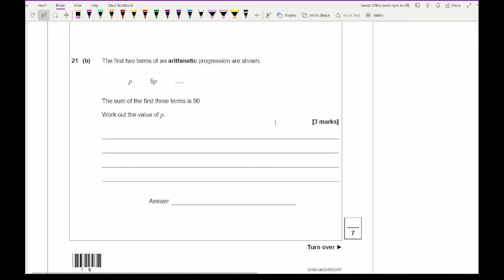Now it says the first two terms of an arithmetic progression are shown. Now with this you're adding, so what do you have to add to p to get 5p? Well, I need to add 4p, which therefore means that the third term is going to be 4p plus 5p, which is 9p. It then says the sum of the first three terms is 90, so I've got p plus 5p plus 9p equals 90, and so adding all these up I get 15p equals 90, divide by 15, which gives me 6.